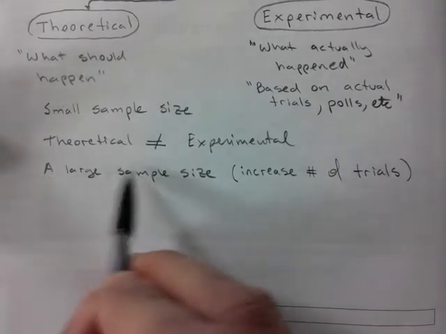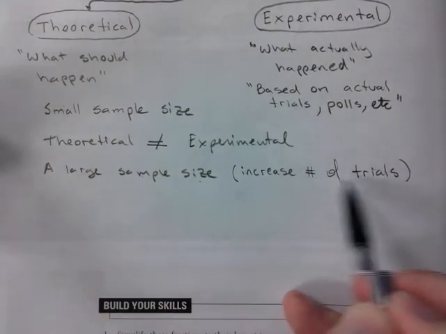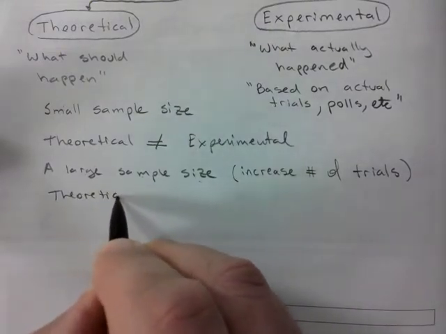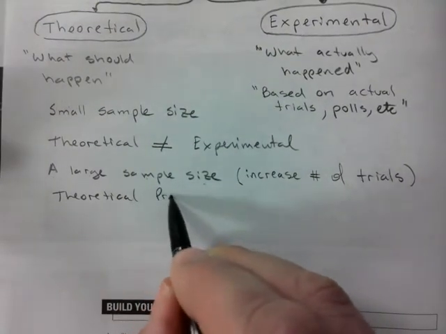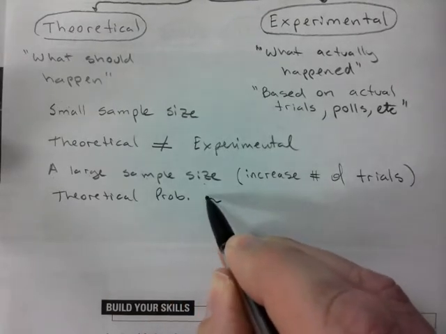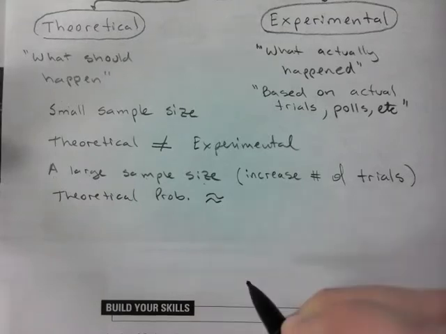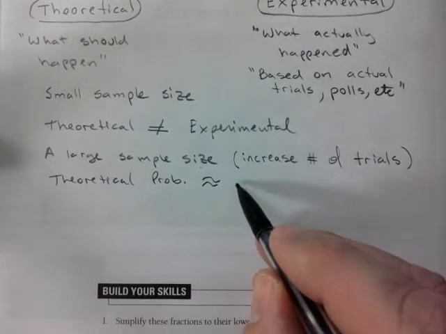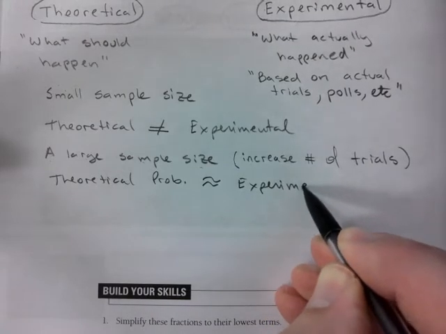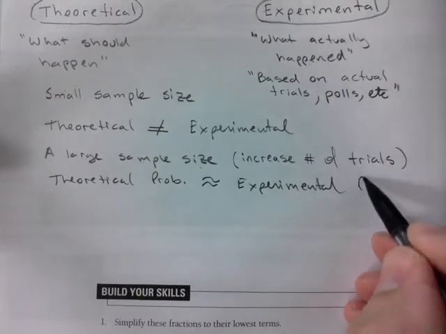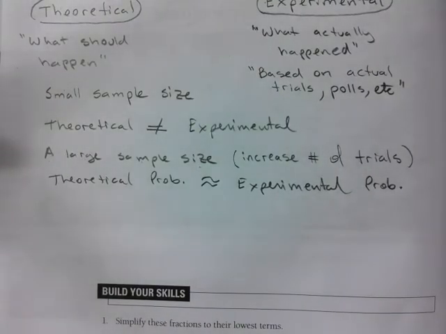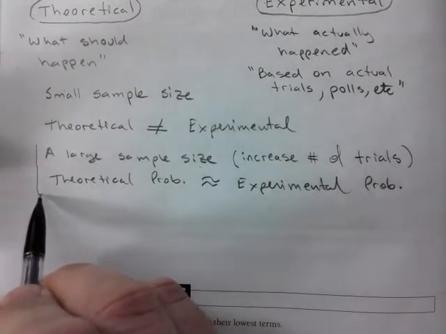So a large sample size. If you increase the number of trials, then the theoretical probability will not be exactly the same, but very close. So you do the wiggly, like two waves like that. The theoretical is close to the experimental. This is very important to know.